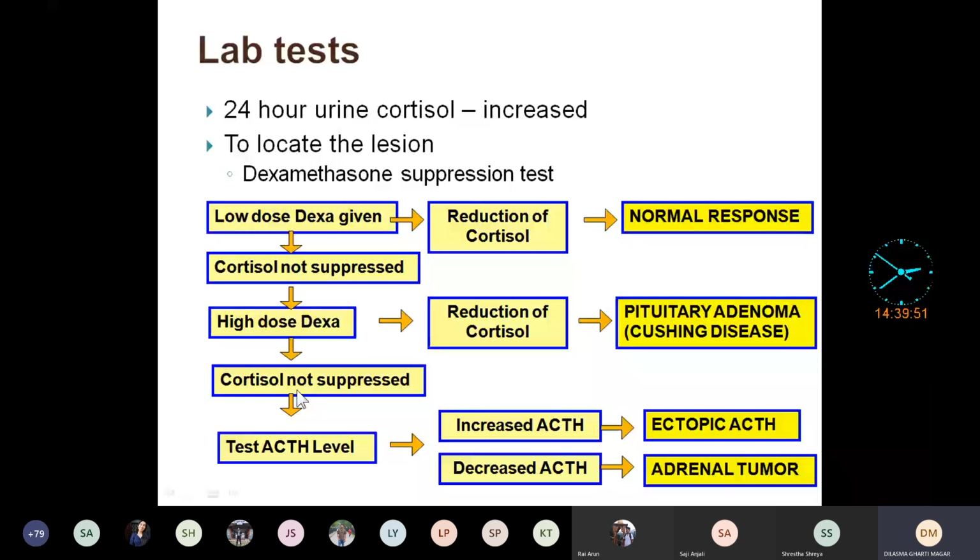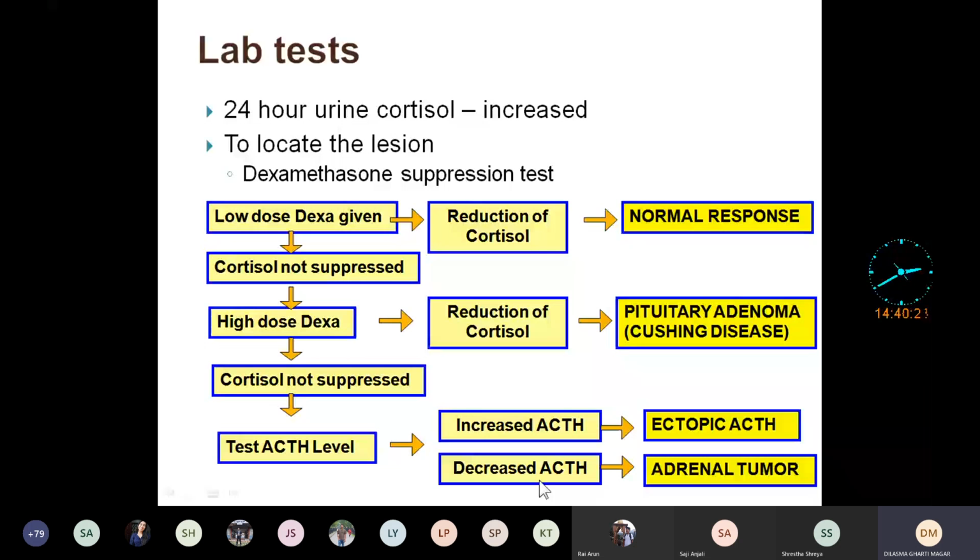So the next step, we will do the ACTH level test. Whenever there is ectopic ACTH, meaning any tumor like small cell carcinoma or neuroendocrine carcinomas of the pancreas or any site, those tumors will produce the hormone, that is ACTH. So in those tumors there will be increased ACTH. But if it is an adrenal tumor, then there will be decreased ACTH.